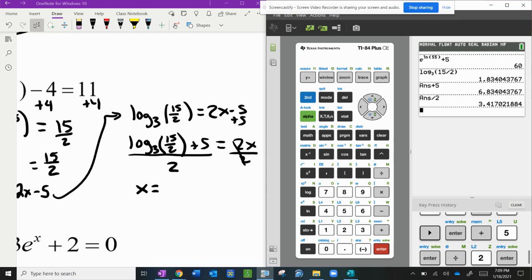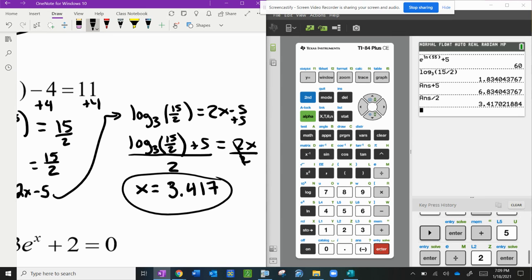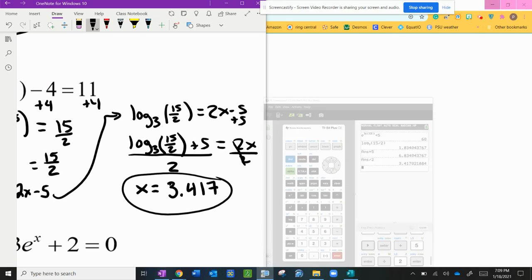So then I'm left with 3.417. Let's round to the nearest thousandth. Okay. The next problem.